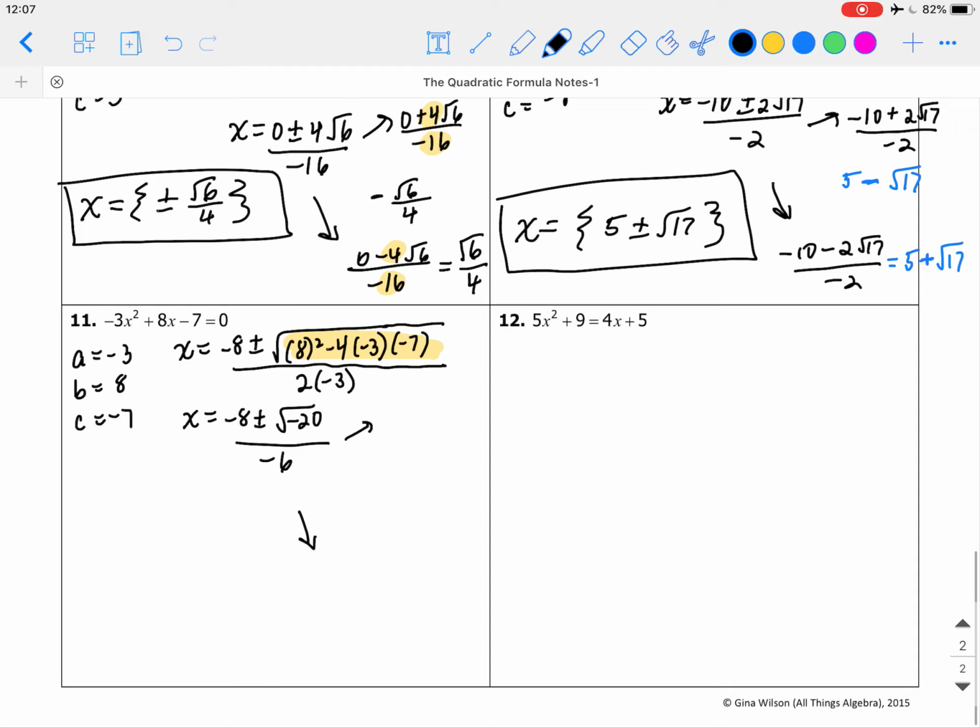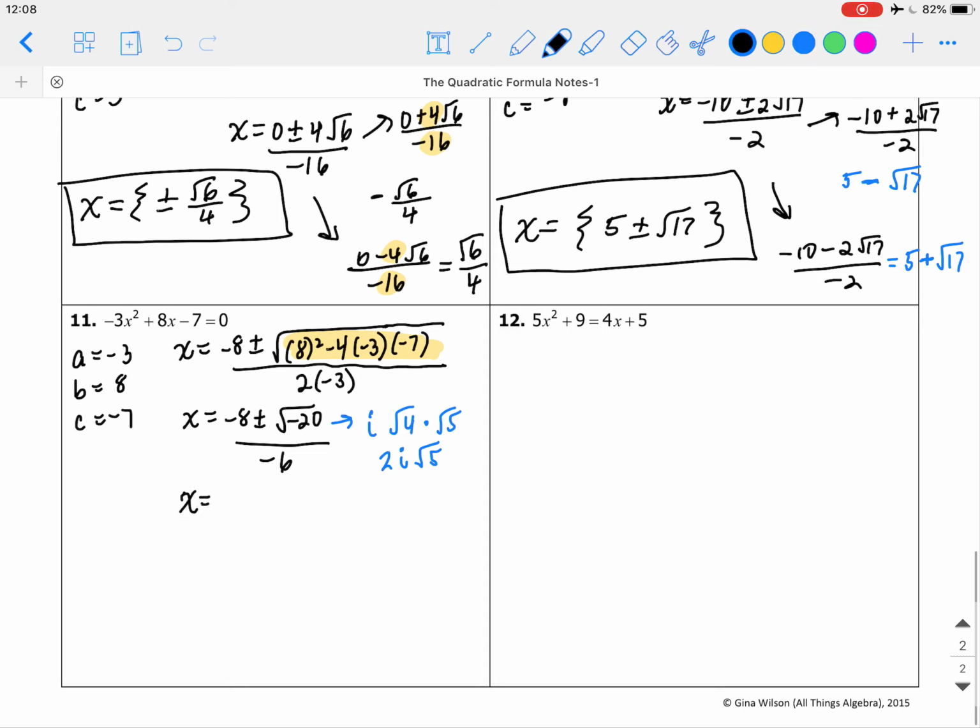Oh, actually, wait. First, let's simplify that negative 20. So negative 20 can simplify. We know we have a negative number, right? So I'll definitely have an i. And 20 breaks up into square root of 4 times square root of 5. The square root of 4 does simplify. That will give me 2. So I will have 2i, and I can't do anything about the square root of 5, so it's just going to stay there. Okay, so let's rewrite this.